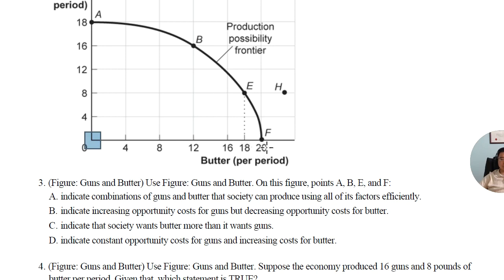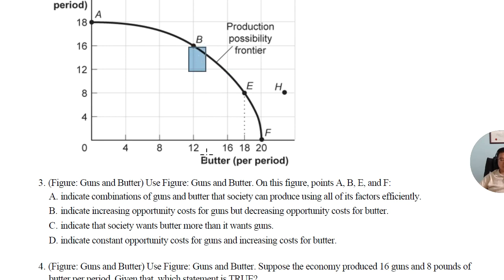For each unit, say from 20 to 16, and then 16 to 12, right? You're losing 4 units of butter, and then the guns you have to give up. This is the first 4 units you're losing. The second 4 units you're losing. The number of guns you're giving up is decreasing.